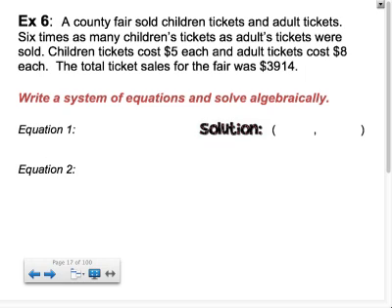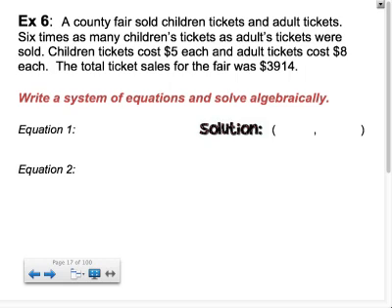As we take a look here at the next example, it's a story problem. So it says, a county fair sold children tickets and adult tickets. 6 times as many children tickets as adult tickets were sold. Children tickets cost $5, adult tickets cost $8. The total tickets cost $39.14. So you got to set up your system here, okay?